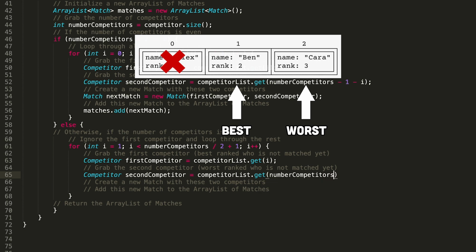So number competitors. But remember, we don't have an index 3 here. The highest index we have is 2. So we still want to subtract I from here. And in this case, we don't actually need to subtract a 1 because the first index that we're going to be looking at is 1. So for our case with 3 competitors, if we're starting at 1 and we're trying to figure out what the index of the last competitor in the array list is, we should just be able to take the number of competitors, which is 3, and subtract I from that. So we get 2. So we're looking at 1 and 2.